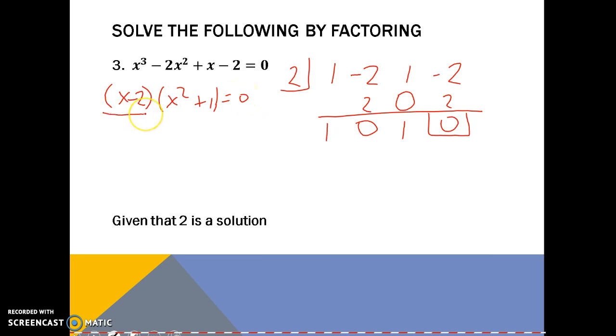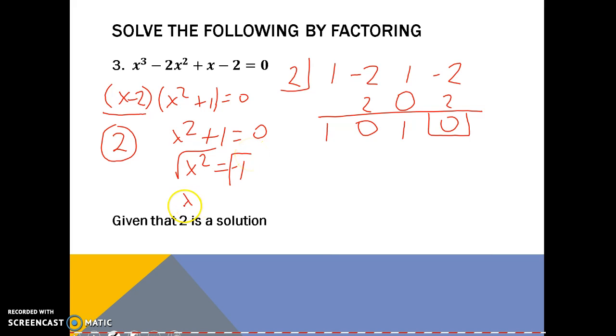So one solution is when x minus 2 is equal to 0, and that's 2. Of course, we knew that already. The other solutions come from this equation, x squared plus 1 equals 0. And we can use square roots to do this problem. I could subtract 1 from both sides, so x squared equals negative 1. And when I take the square root of negative 1, I'm going to get that x is plus or minus i. And so here I have three solutions. One of them is a real solution, and the other two are imaginary solutions.